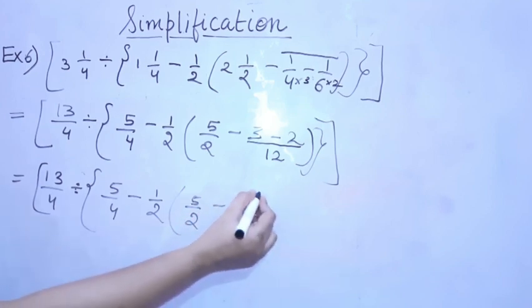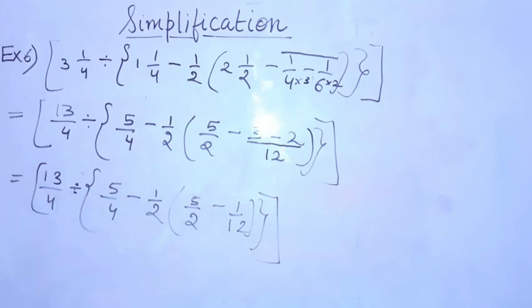Now after this bar, which bracket do we have to solve? Kindly comment down in the comment section. After removing the bar, what do we have to remove? We have to remove the parenthesis. Parenthesis means the small bracket or the round bracket. So now students, tell me what is the LCM of 2 and 12. The LCM of 2 and 12 will be 12 only, because 12 also comes in the table of 2.